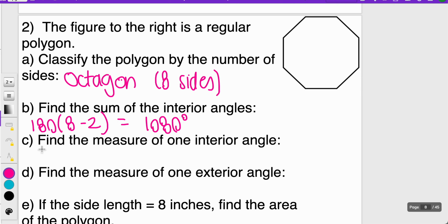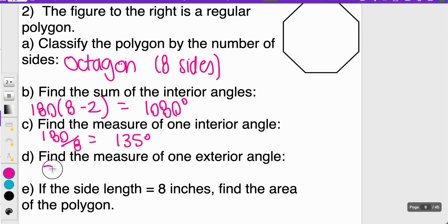The measure of one interior angle, that's when we take 1,080 and divide it by 8. Separate, we get 135 degrees. The measure of one exterior angle is 360 divided by 8, which also helps you find central angles, or 45 degrees.